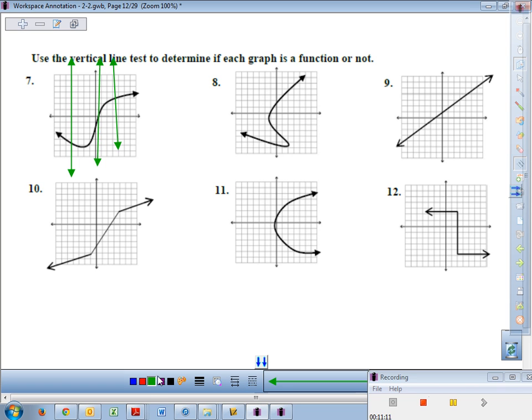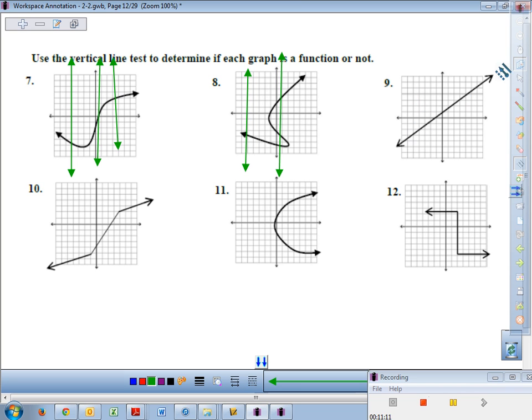Sound all right? What about this guy? Can I find a vertical line that goes through there more than once? Well, that vertical line right there only went through it in one spot. Correct? What about right there? More than once. Is that a function? No. The graph fails the VLT.